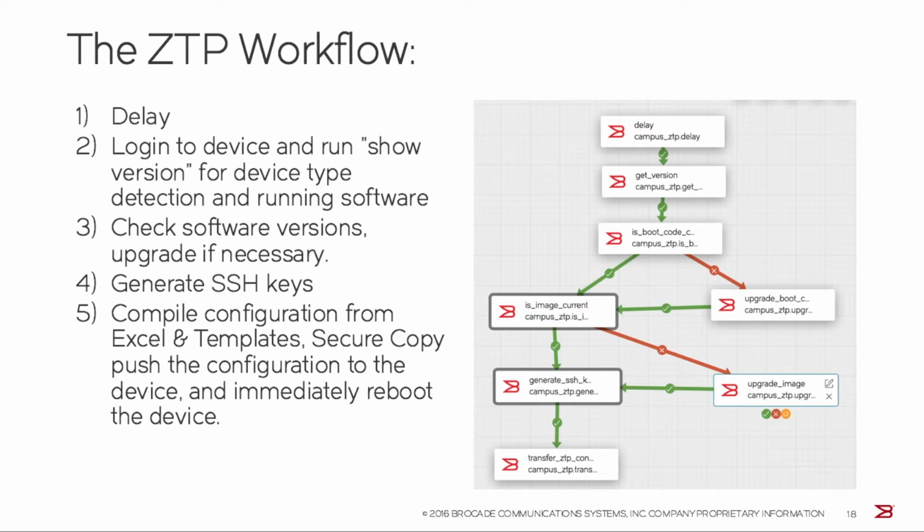After that's completed, we'll generate our SSH keys that will allow us to secure copy. And then step 5, we'll compile the configuration from Excel with the template and then store that locally on the Workflow Composer to then secure copy that file to the device, and then we immediately reboot the device. Once that occurs, the device will come up with its final configuration and no longer go through or request an IP address. It'll be basically done and configured.